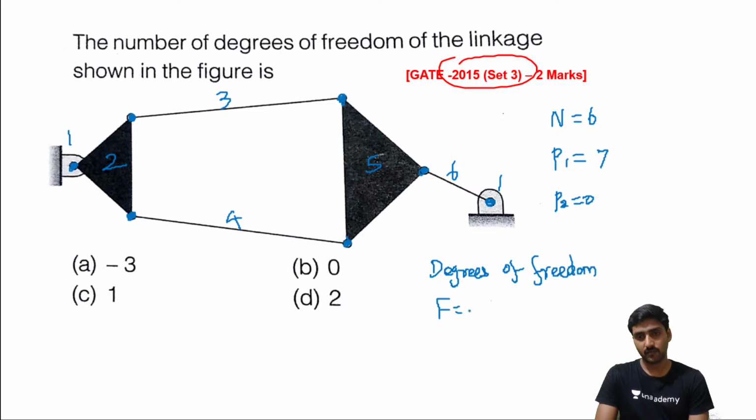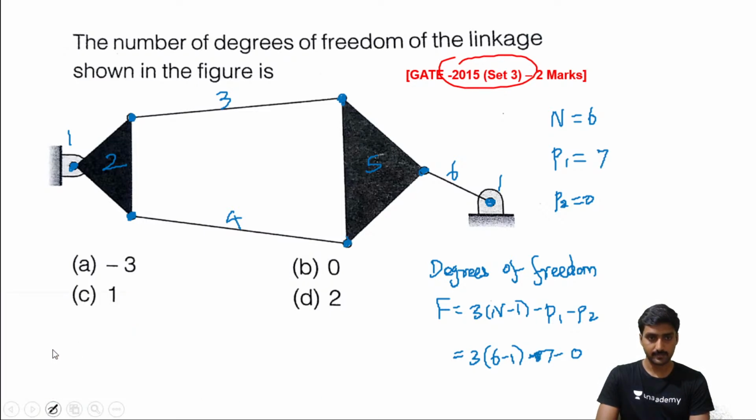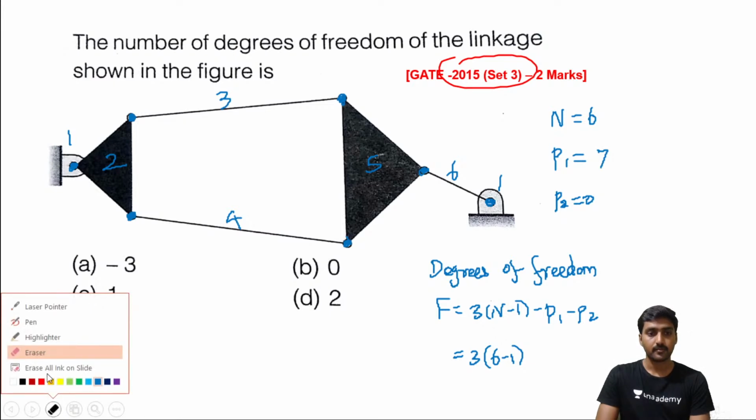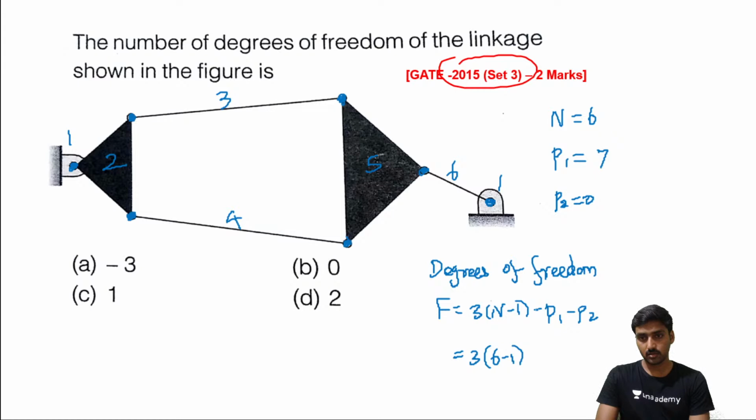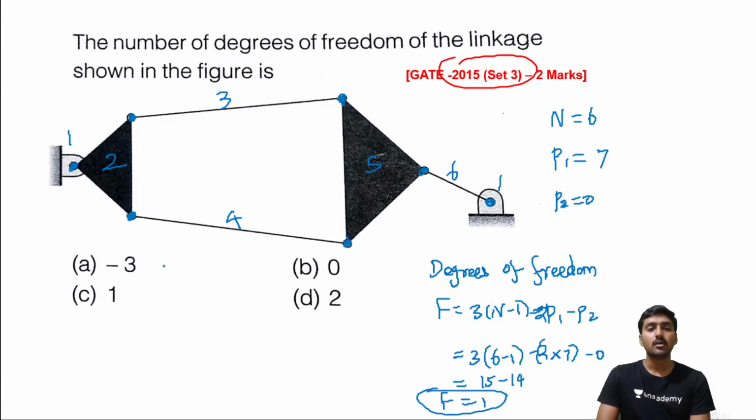Now degrees of freedom, F is equal to 3 into (n minus 1) minus 2 into P1 minus P2. It's equal to 3 into (6 minus 1) minus 2 into 7 minus 0. That is 15 minus 14. Degree of freedom F is equal to 1. It's option C. Degree of freedom F is equal to 1.